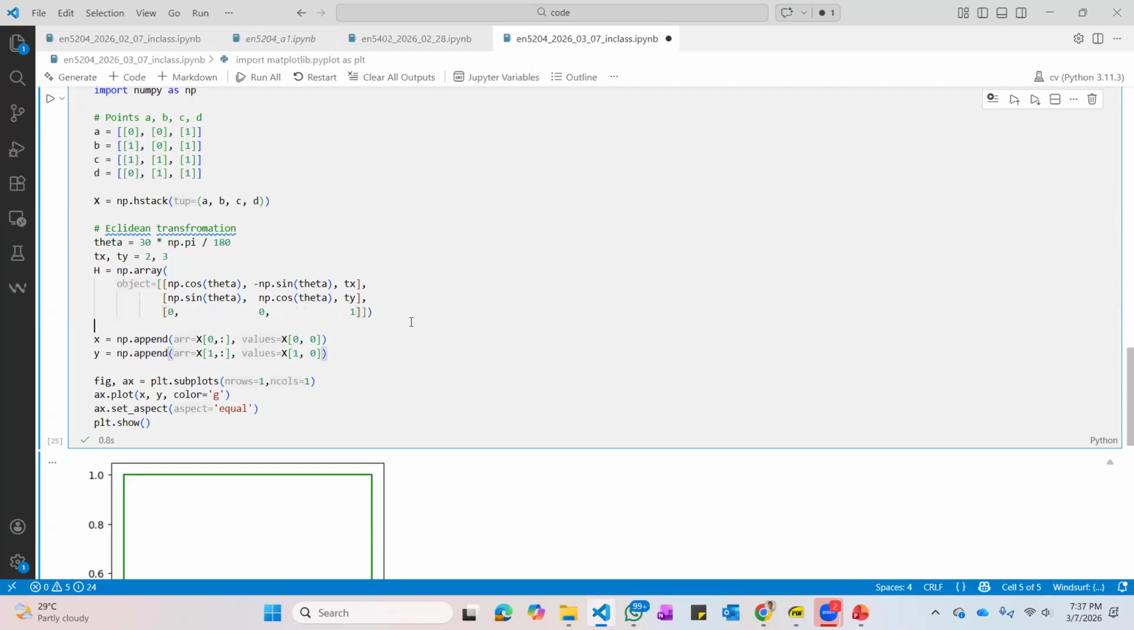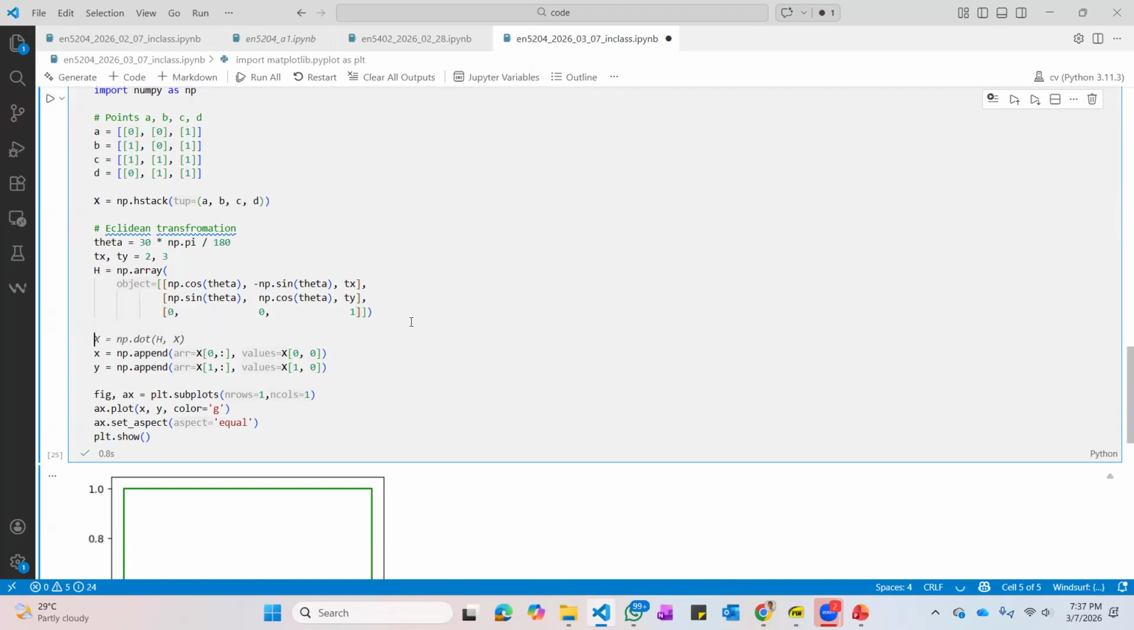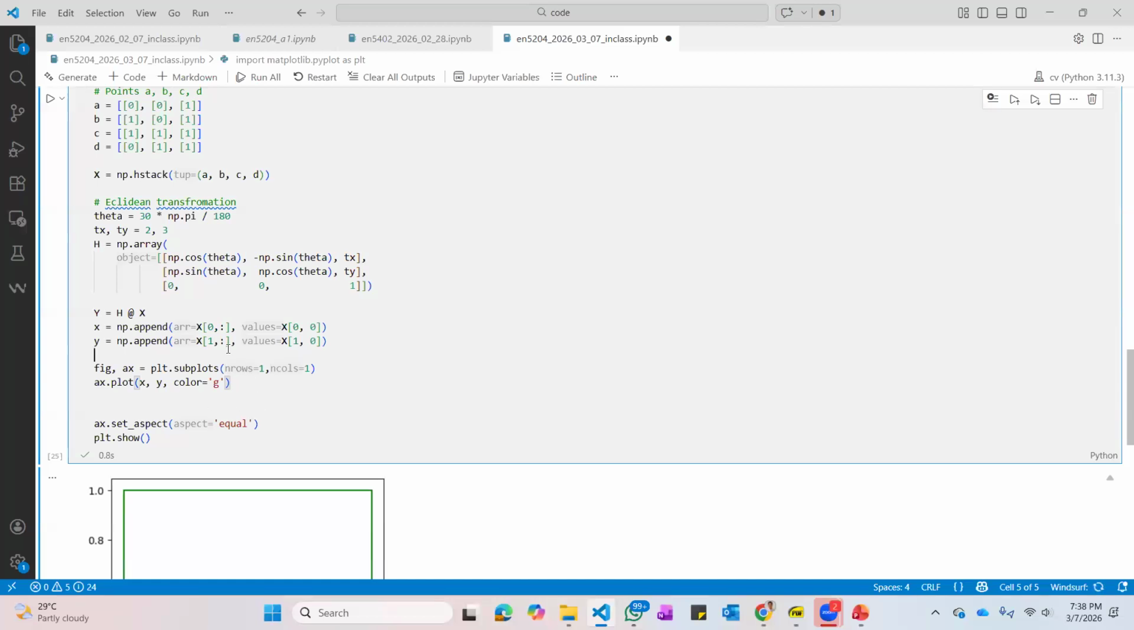Okay. So then to affect the transformation is very simple. Y equals H matrix multiplication H. That's it. That's how you do the transformation. So after that, you need to get the Y coordinates, again for the Y also. After computing this Y, I need to plot that again. I will plot that using a different color.